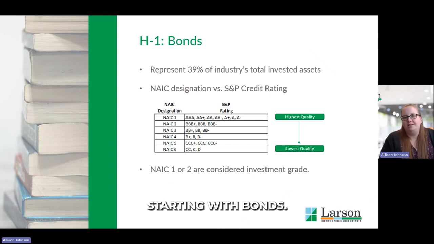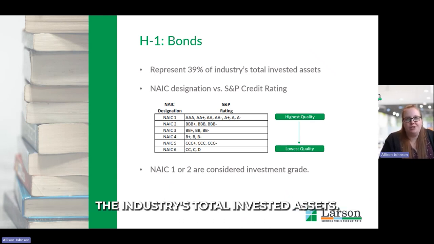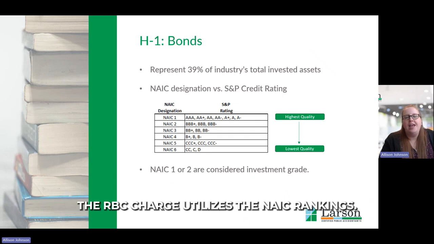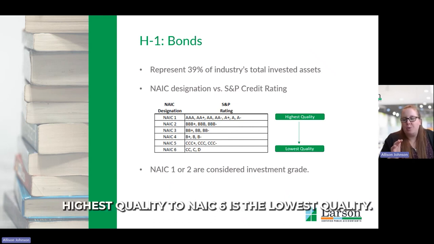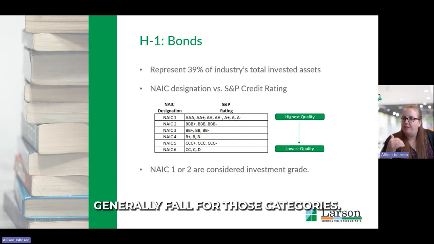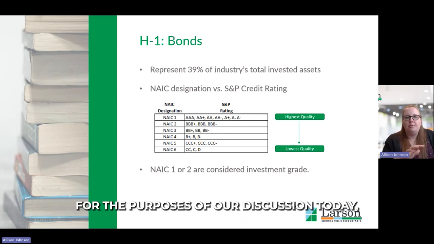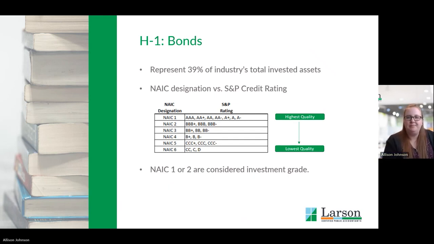So starting with bonds. For health carriers, this represents about 39% of the industry's total invested assets. And the RBC charge utilizes the NAIC rankings. So NAIC 1, as a reminder, is highest quality to NAIC 6 is the lowest quality. You can see here where the S&P ratings generally fall for those categories. For the purposes of our discussion today, remind you that NAIC 1 or 2 rated bonds are considered investment grade.